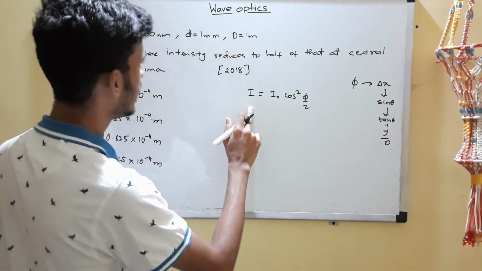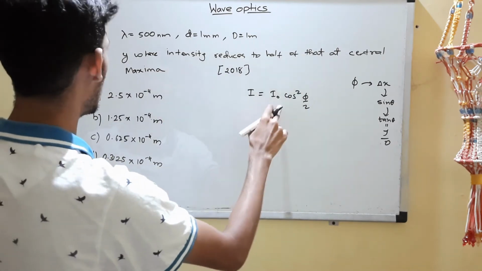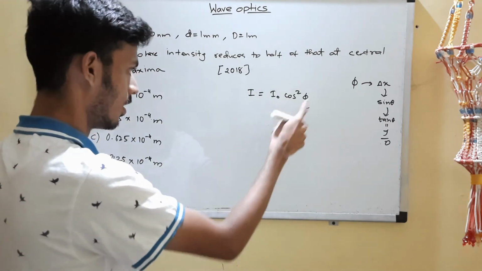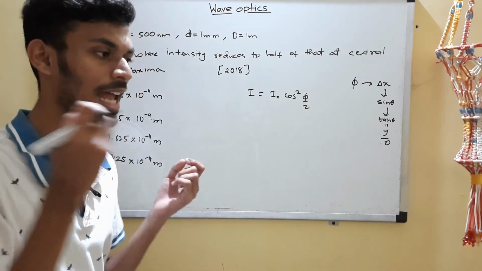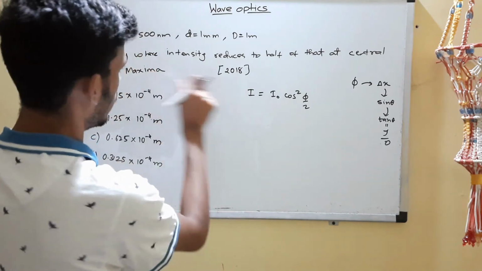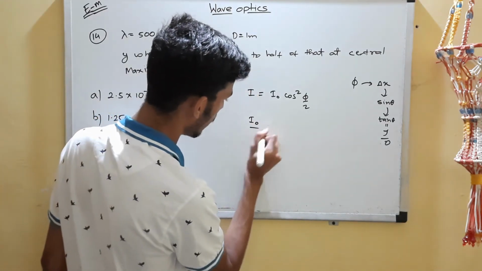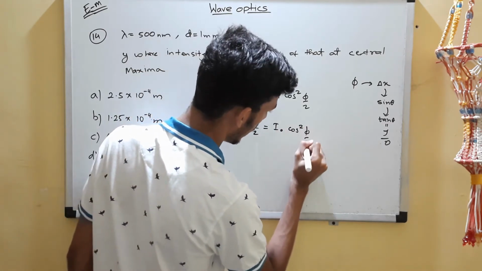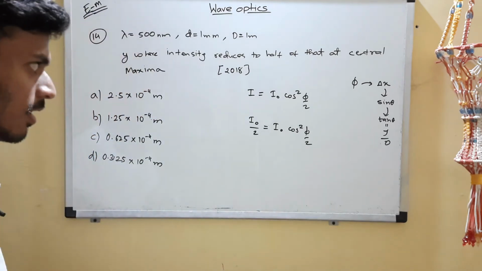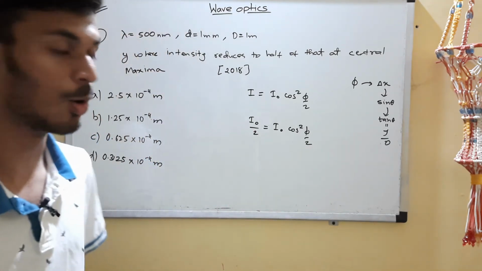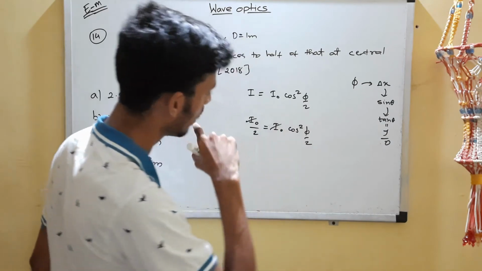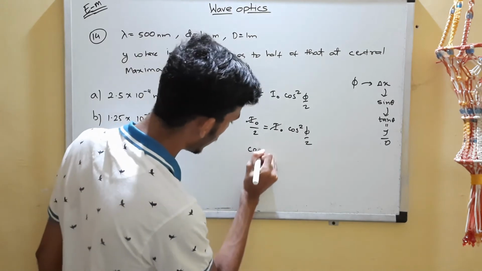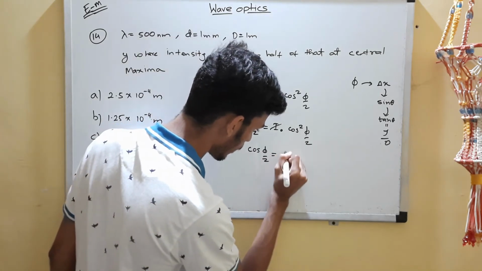Now intensity we have to make half of that of the central maxima. At the central maxima the intensity is I naught; in this equation itself, I naught is the intensity at the central maxima. And I should become I naught by 2. That is the condition given in the question. So let's find out at what phase this condition holds true. I naught and I naught will cancel. Cos square phi by 2 is 1 by 2, so cos phi by 2 is 1 by root 2, taking a square root on both sides.